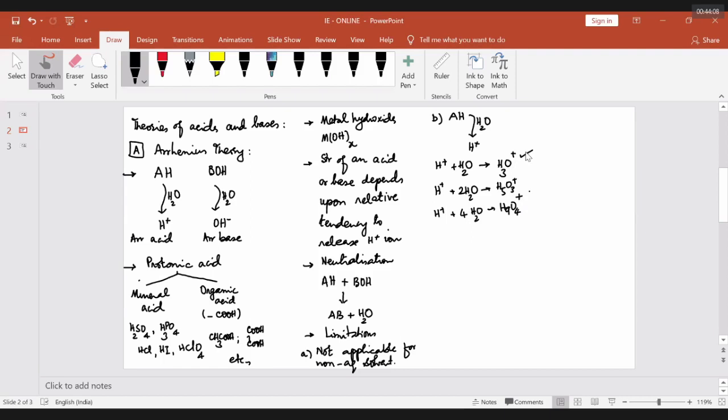Actually, he should have said that acid is that substance which when added into water releases hydronium ion. He said H plus ion. Availability of H plus ion or presence of free H plus ion is a wrong thing. It is not a correct statement. Next.